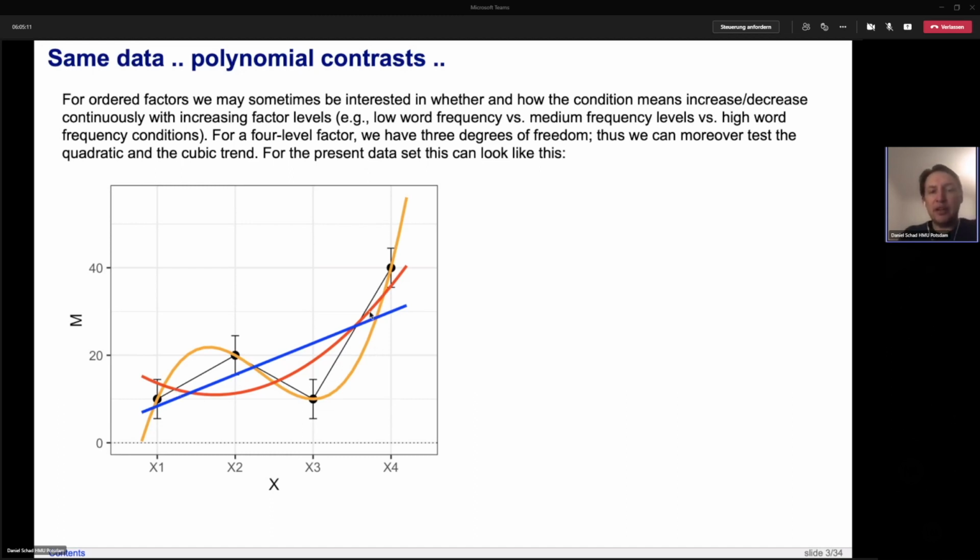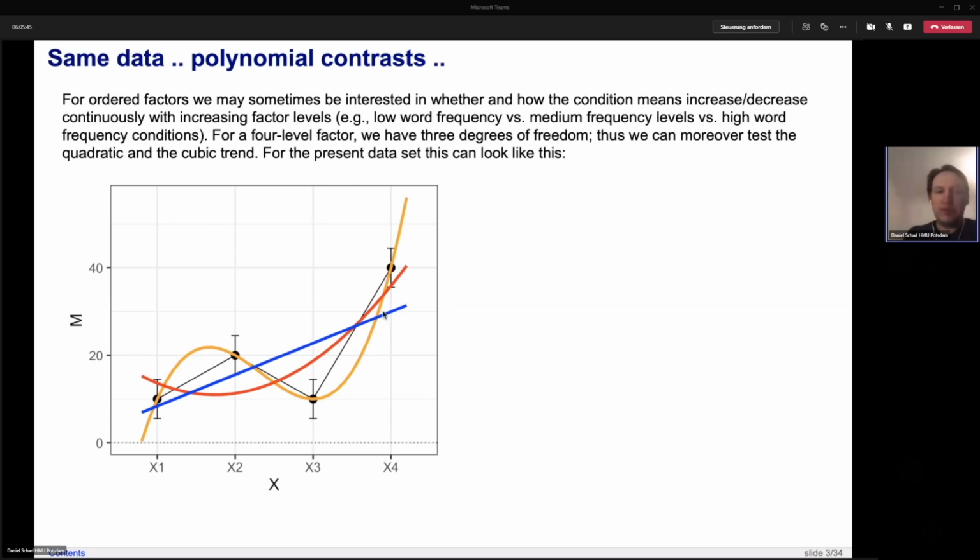But we can not only look at linear effects, we can also look at quadratic effects. That's the red line here. For example, we could have a hypothesis that responses are high on both sides of the distribution but low in the middle. Or, shown in orange, we could have expectations about a cubic effect: that first it goes up, then goes down again, and then goes up. In fact, this is a situation that sometimes happens in research.